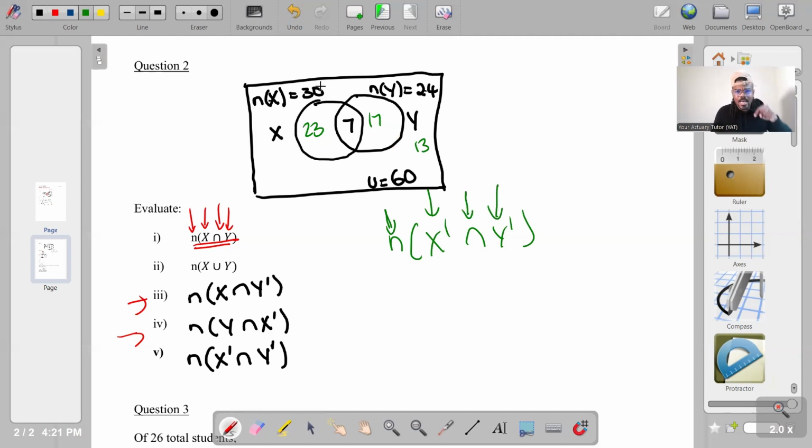So if I'm not in X, I don't want to be in here. And I'm not in Y, I don't want to be in here. Who are those people that are not in X and not in Y? The 13 people on the outside. Yeah? That's the people they're looking for.